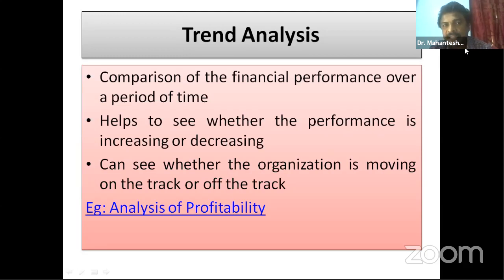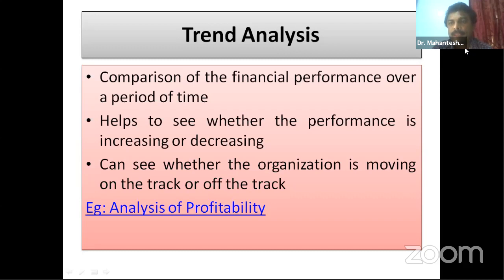So it is basically a comparison of the financial performance over a period of time. Just to say, I will compare my performance of today with my performance of last quarter. Performance of today is compared with the performance of the last one year. Performance of this year is compared with last year, or with a couple of years ago. Performance of this year is compared with the performance since inception. So that's what we mean by trend analysis.